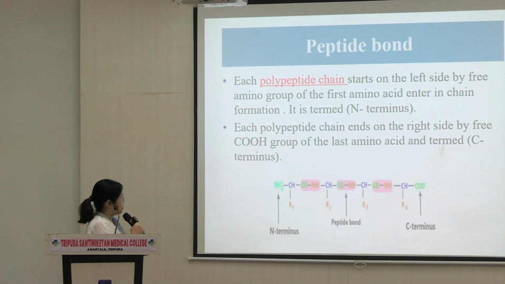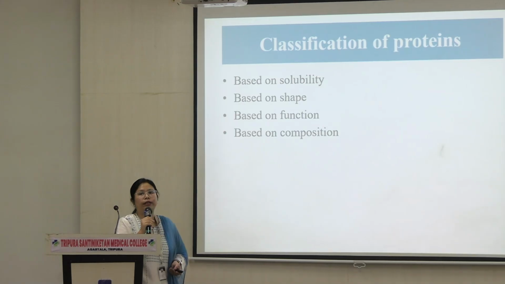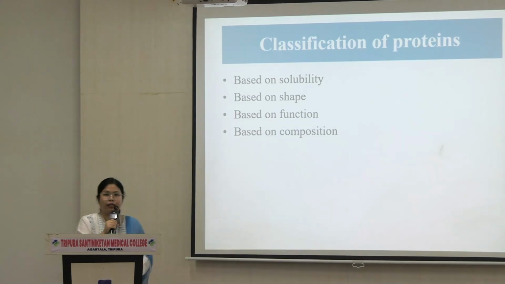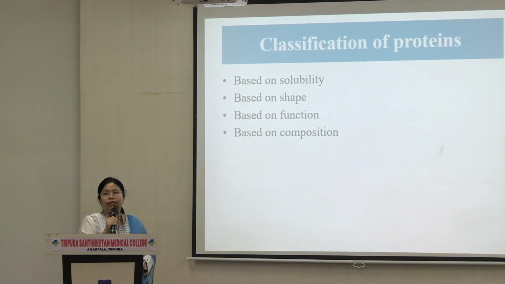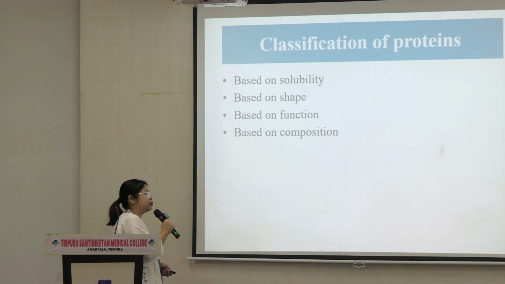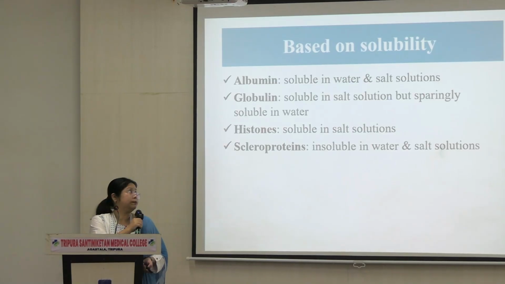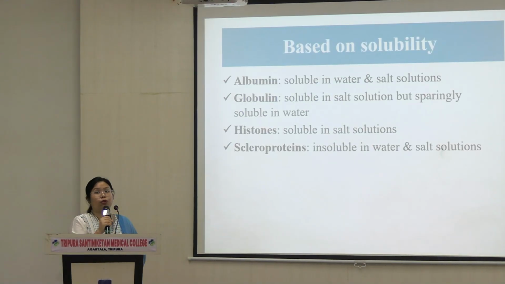Okay. Now classification of protein is done on the basis of these 4 categories. One is based on solubility, another is based on shape, the third is based on function, and the fourth is based on composition of the proteins. We'll go through them one by one. This is based on solubility.